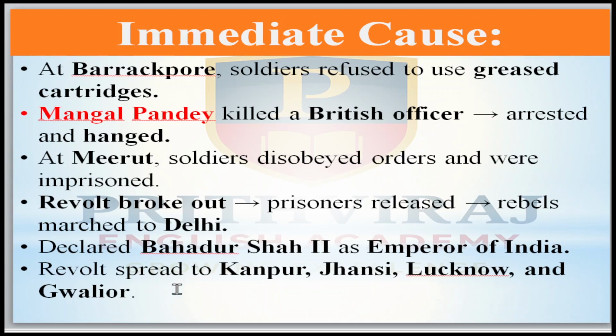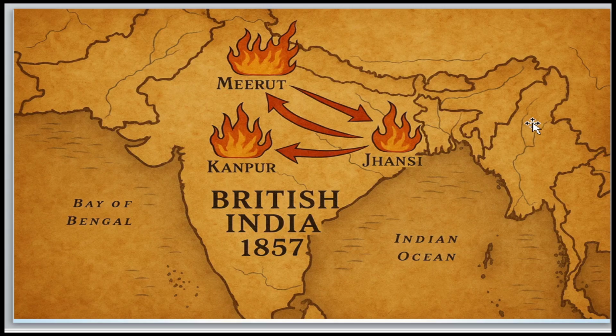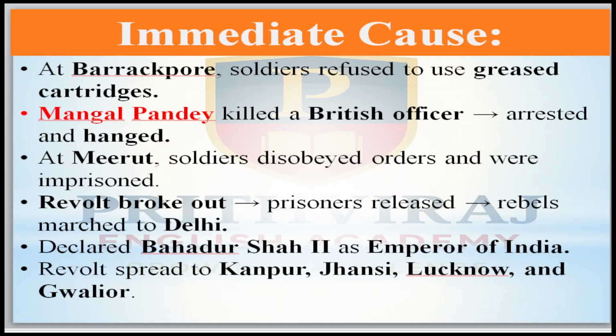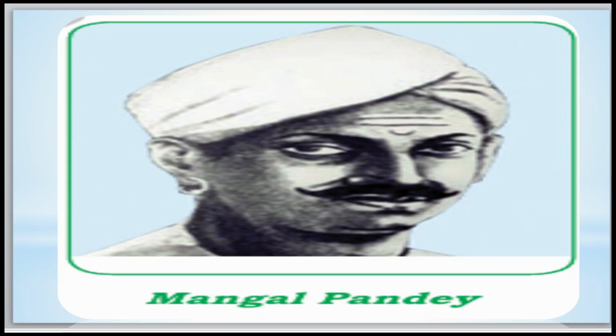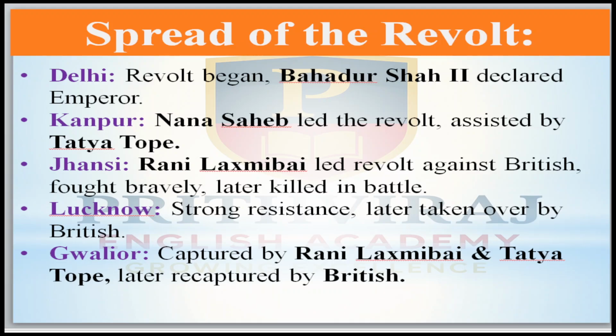The revolt then spread to Kanpur, Jhansi, Lucknow, and Gwalior. Here is Mangal Pandey's picture. Now move to the spread of the revolt. After Barrackpore and Meerut, the rebels marched towards New Delhi. First is New Delhi: the revolt began and Bahadur Shah II was declared emperor by the Indians.